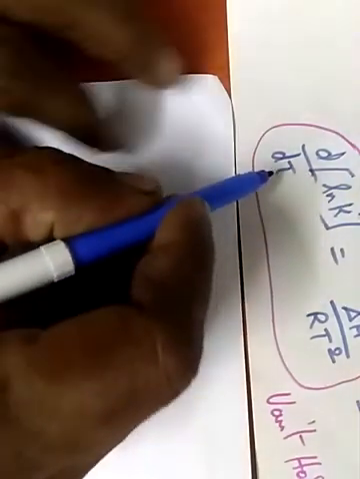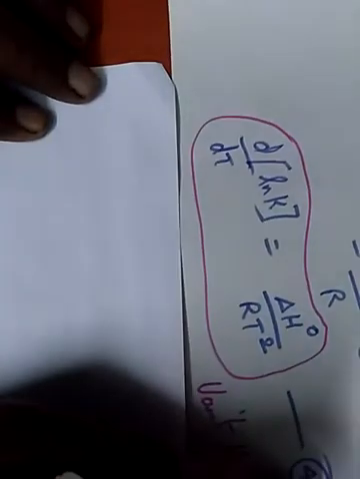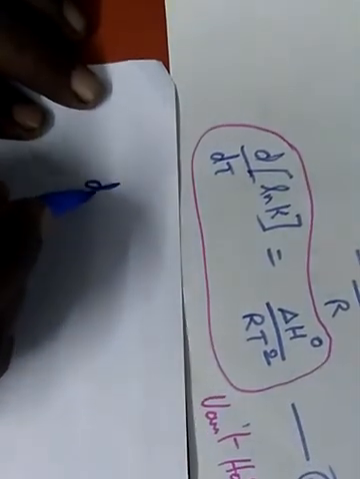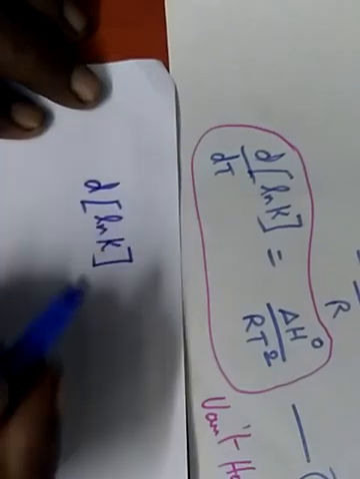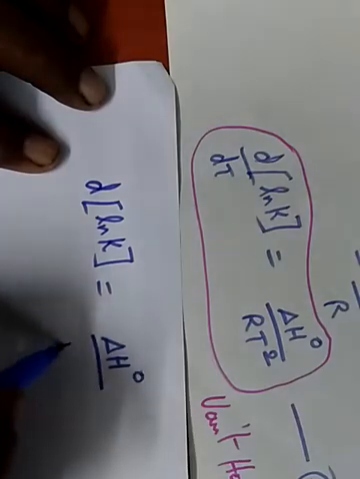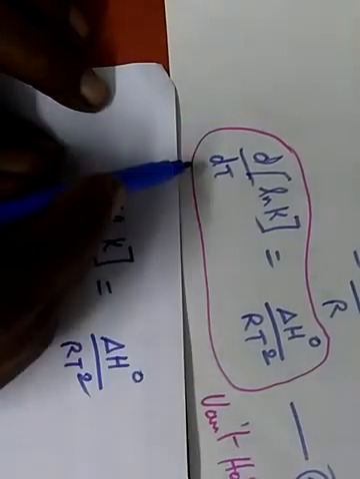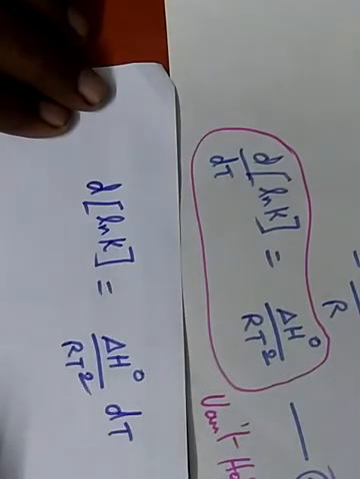First step, move this dT to the other side. So you will have the differential of ln K, where ln means the natural logarithm, equal to ΔH° by RT squared, and moving the dT to the other side, you get dT here. Now the next step is integrating both sides. So integration is carried out on both sides.